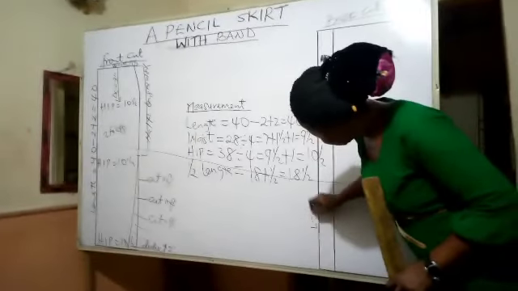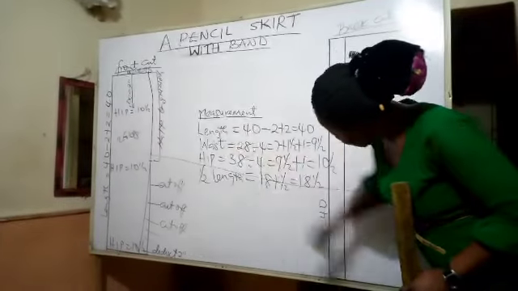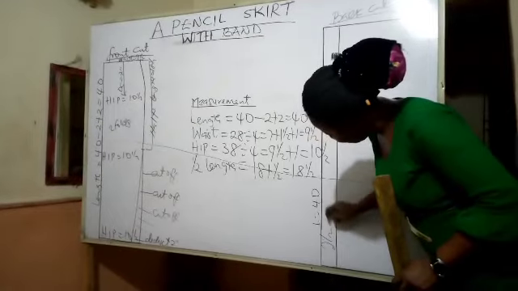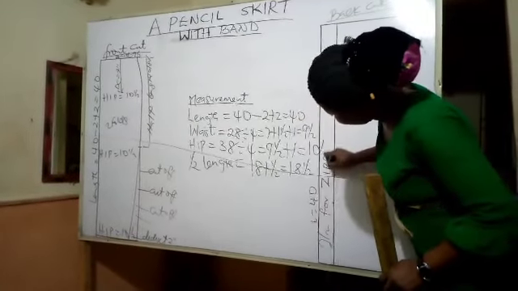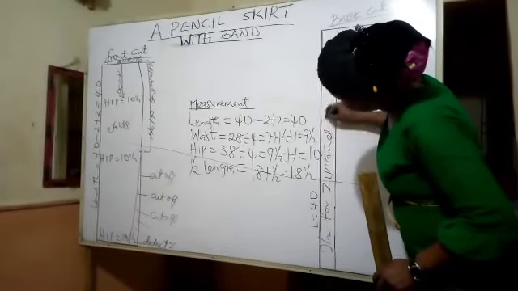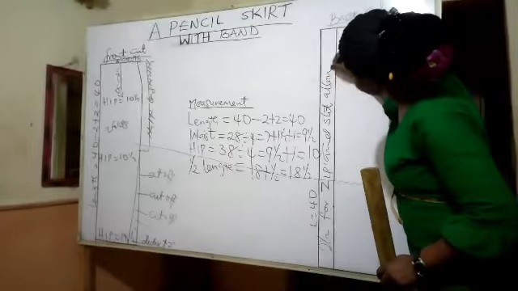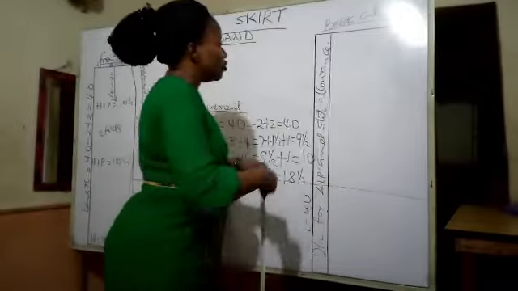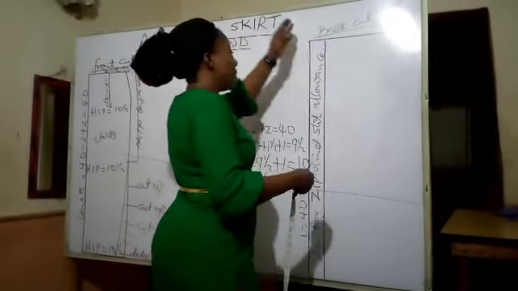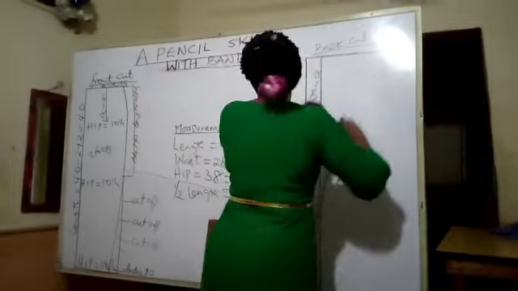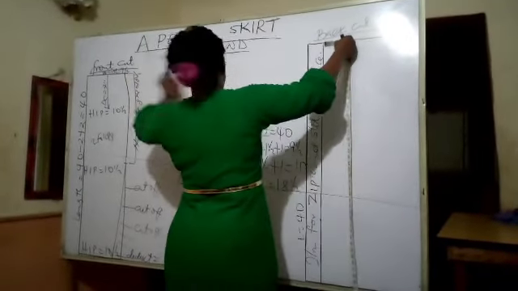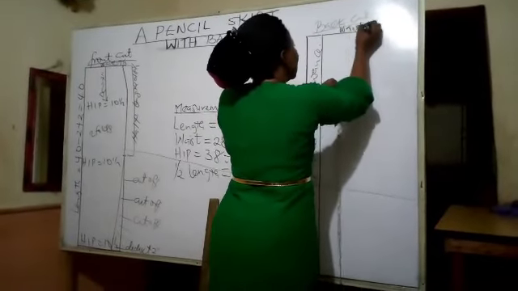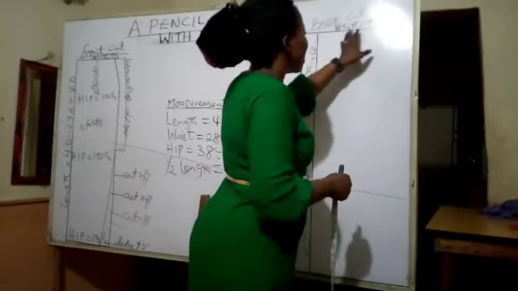Now the length is equal to 40. I've already used that at the front. The zip and the slit allowance is 2.5. Immediately after you have left this, you move to the normal measurements. For the upper part, we normally measure the waist, and the calculated waist, you already used at the front, is 9.5. So the waist is equal to 9.5.